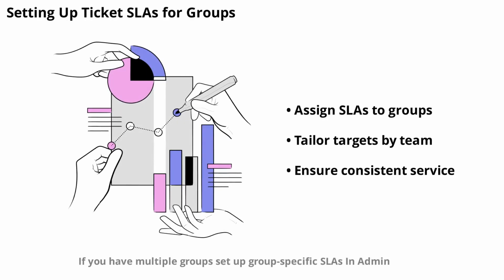If you have multiple groups, set up group-specific SLAs. In admin, assign different SLA policies to each group based on their responsibilities. This ensures each team meets the right targets and delivers consistent service.